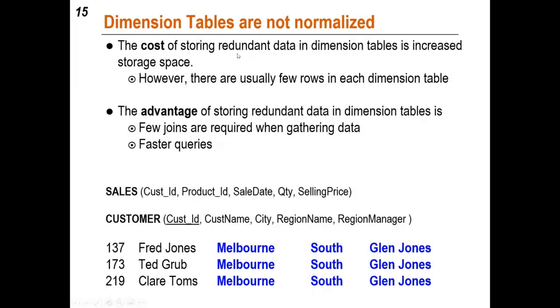If you think about the cost benefit analysis of this redundant data storage, it is quite okay, because the cost of storing redundant data is quite a lot less in today's world because of the improvement in technologies. And the main advantage of redundancy is that we now have fewer joins. Then we can have faster queries. So that is the main reason.